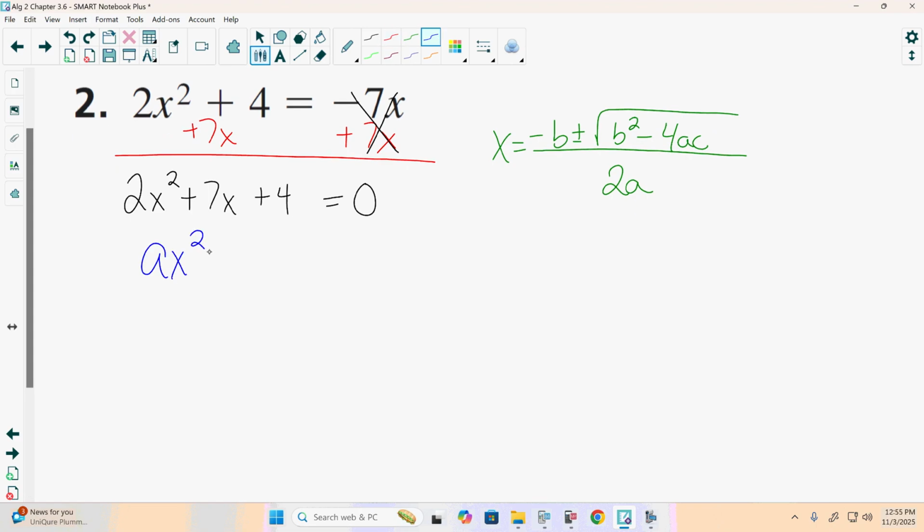Now the general form for a quadratic equation is ax squared plus bx plus c. And we can match these up to figure out what the values of a, b, and c are. A in our case would be 2, b would be 7, and c is 4. Now we do take the sign in front of each of these numbers. So 2 is positive, 7 is positive, and 4 is positive.